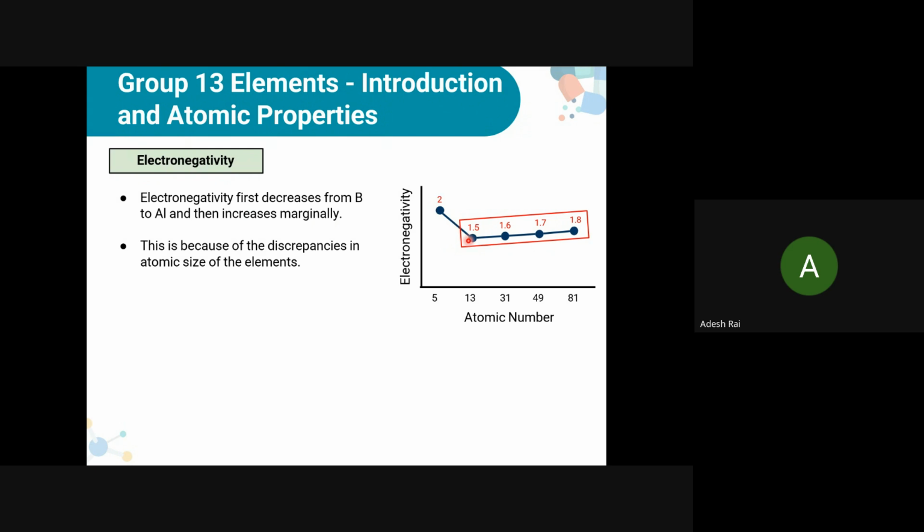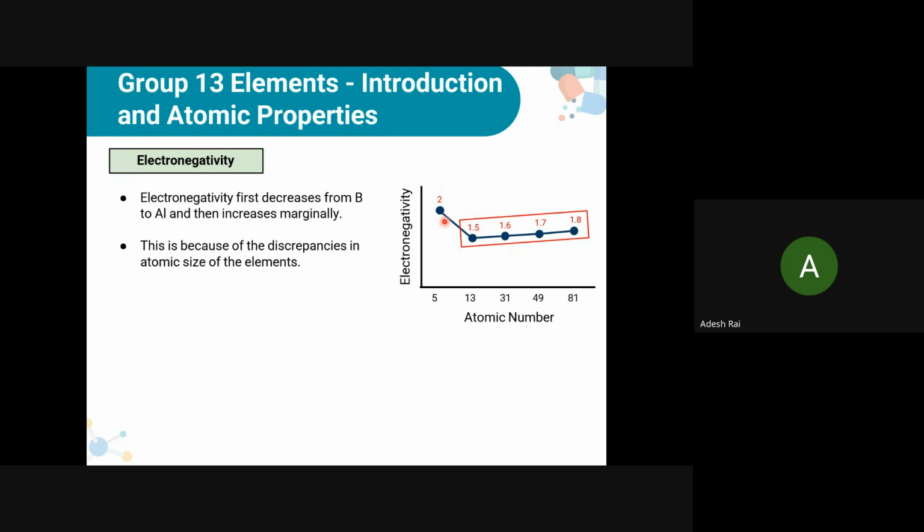First electronegativity is decreasing. From boron, the electronegativity value is 2. Aluminum is 1.5. Then it is increasing all of a sudden. Can you see this? First it decreases and then it increases, but the increase is very slow, very small. So electronegativity first decreases from boron to aluminum, but from aluminum onwards, it is increasing slowly.